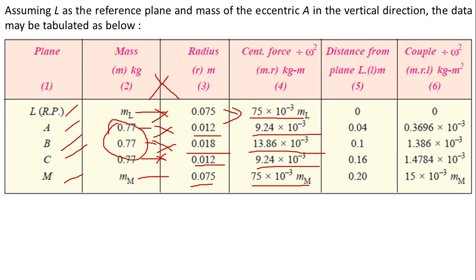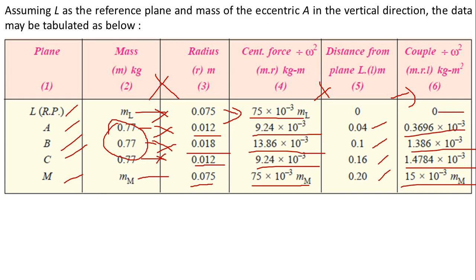So the same thing we'll take here: 0, 0.04, 0.1, 0.16, 0.2, all taken in meters. Then multiplication of M, R and L, columns 4 and 5, will give this 6th value. The first one is automatically 0, and the other values we will get here.